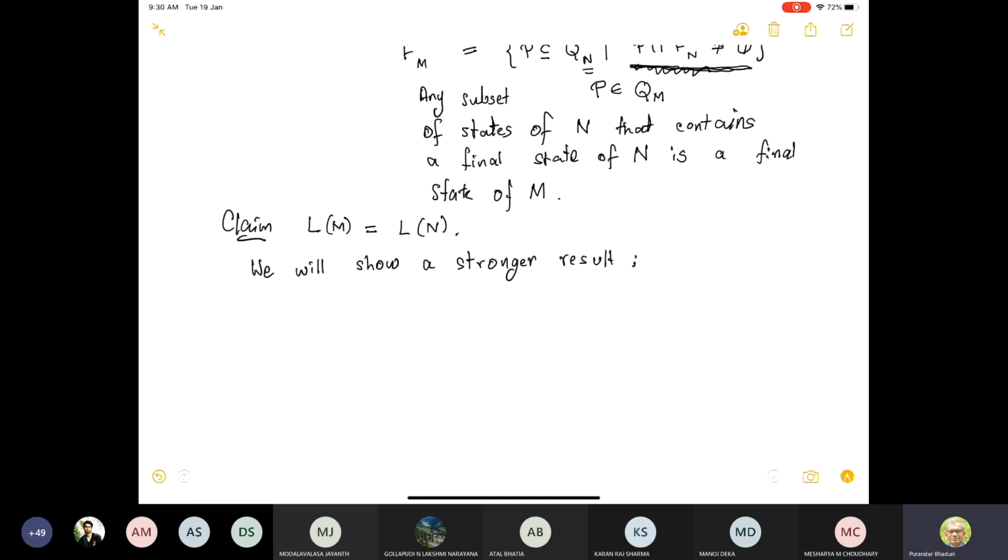And what is that result? That is, for all strings W, delta M Q naught W is the same as delta N Q naught W. Why is it a stronger result? Because this particular result, Lm equals Ln, actually follows from this. How does it follow?